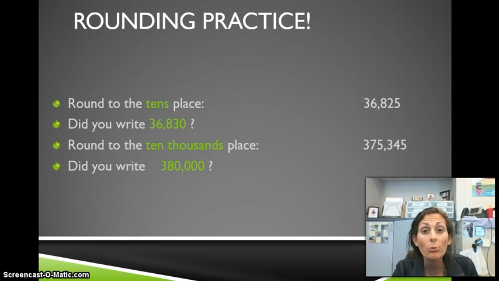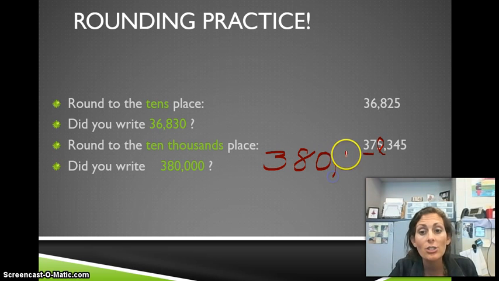So did you write 380,000? If you did, great job. If not, we're going to go ahead and just walk you through it. We need to find the digit in the 10,000s place, which would be the 7. And then we're going to circle the digit behind it, which is 5. Since it's 5 or more, we're going to give the 7 a shove. So we're going to have 3, the 7's going to become an 8, the 5's going to become a 0, and so are the digits after that. So we have 380,000.